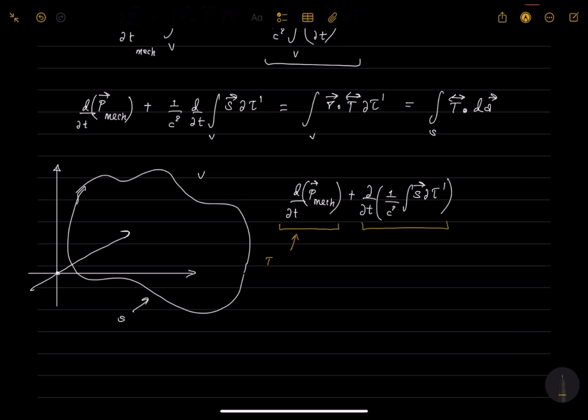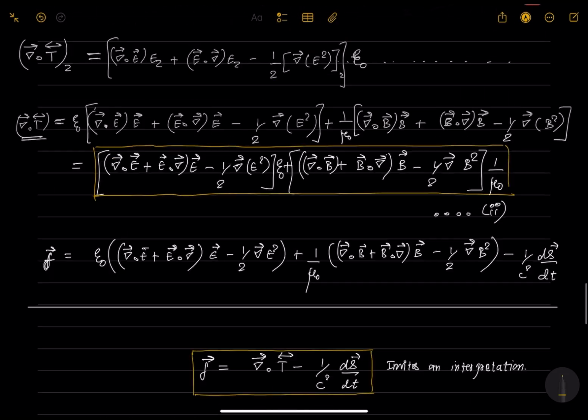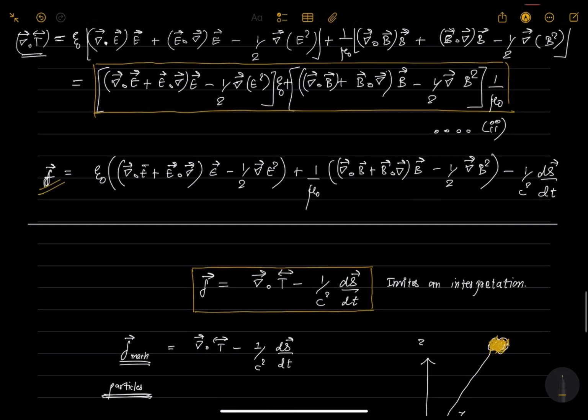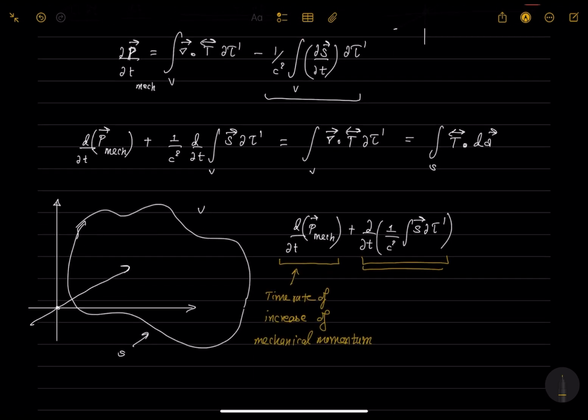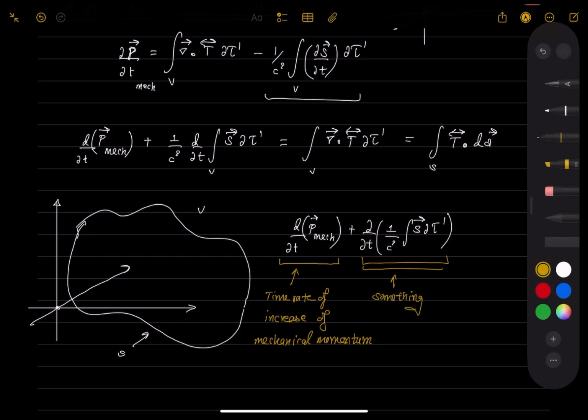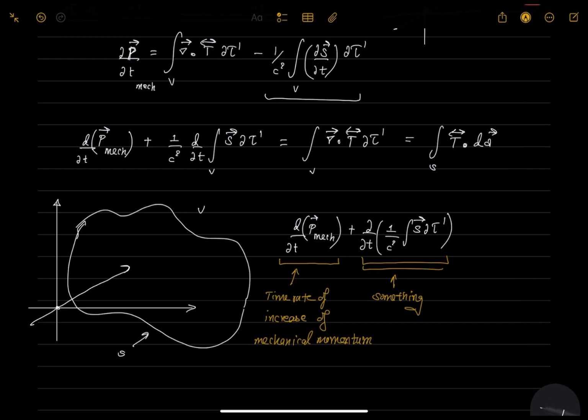So the time rate of increase of mechanical momentum, that's the first term. We literally derived the first term to be that, right? We derived the expression for the local force density, which was for mechanical particles, which was for charges and currents, right? And this is the term that we obtained for the second thing. Let this be something, right? So this is something that we found is equal to the surface integral of the Maxwell stress tensor over that surface, right? We're integrating over the volume.